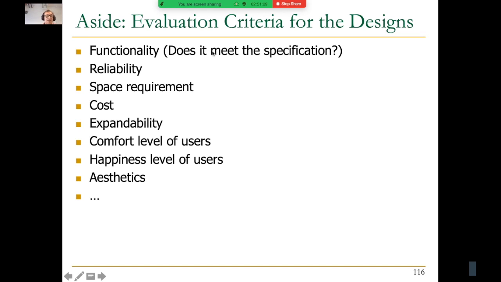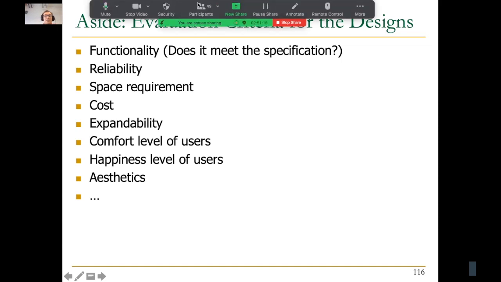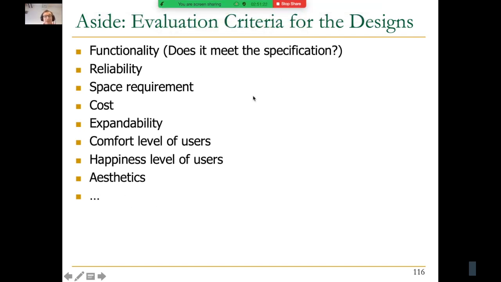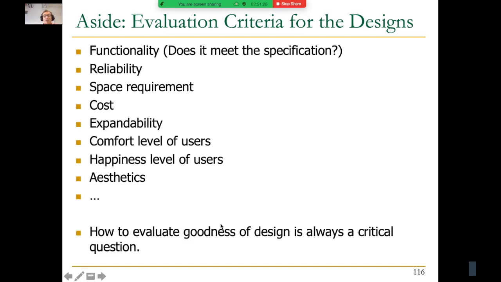Functionality, does it meet the specification? How reliable is it? What is the space requirement, area requirement? What is the cost, expandability? Can it be used for other purposes? What is the comfort level, happiness, aesthetics, and who knows what else, right? There's security clearly somewhere over here that I didn't put, but all of those exist. So how to evaluate goodness of design is always a critical question, and we will struggle with that at times, but there are clearly some metrics to look into that.